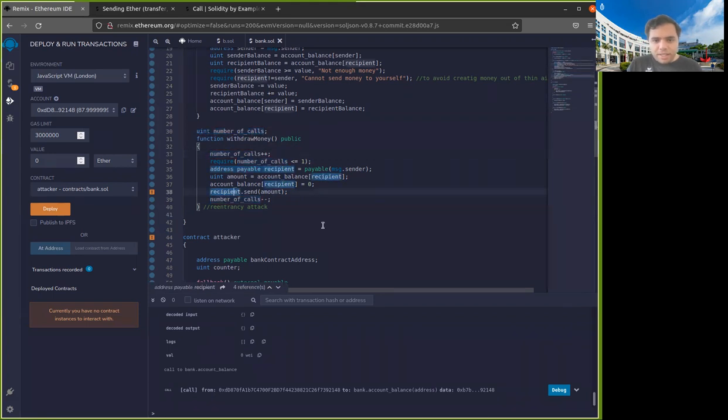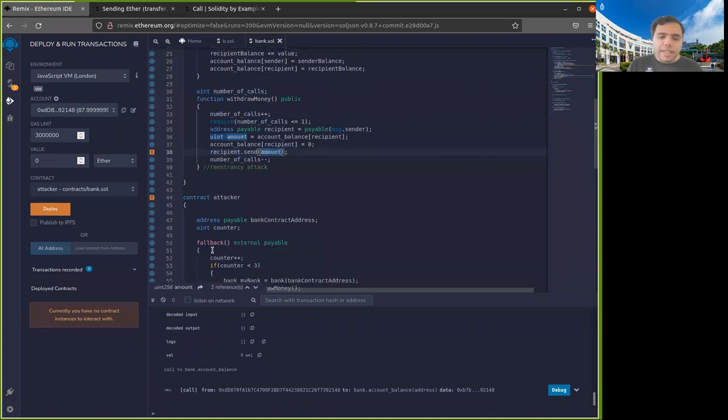So if I get here and I send some money, let's say, to the attacker, and if the attacker's fallback function or the attacker's receive function calls back into withdraw money, then the number of calls here will become 2, and then I will know that I'm having reentrancy and I will cancel the transaction.